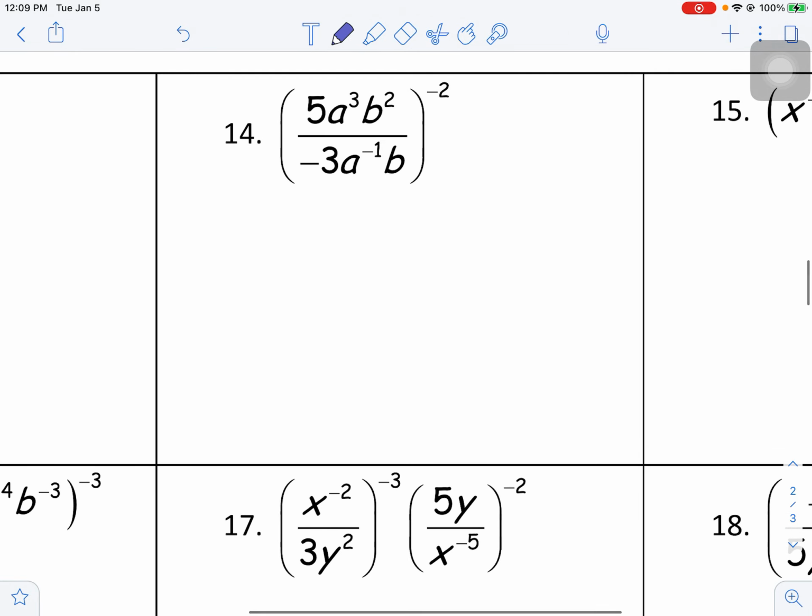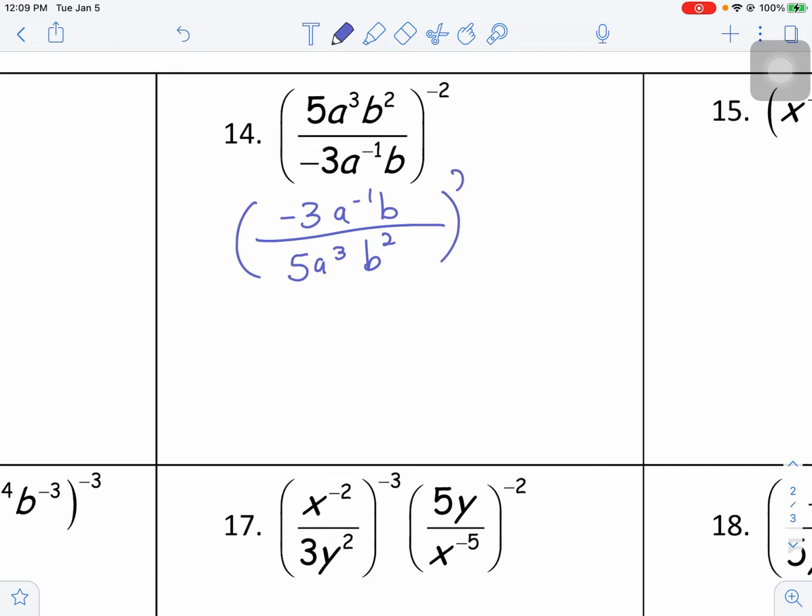Number 14. So now we have a negative exponent up here. So what I'm thinking is let's flip the inside here. So that's negative 3, a to the negative 1 over b, or times b, divided by 5a to the third b squared. So notice nothing on the inside of the parentheses changes. I'm just physically flipping the numerator and the denominator.